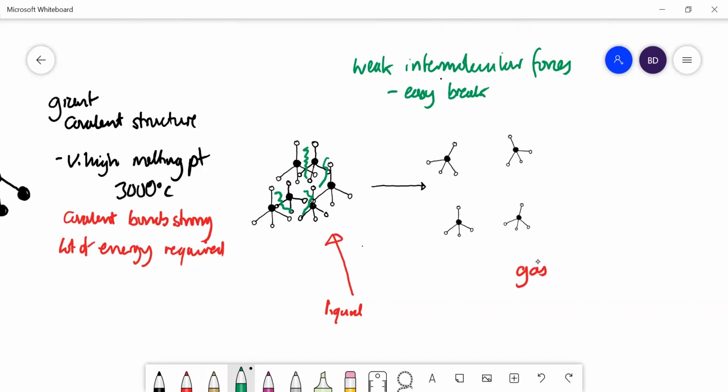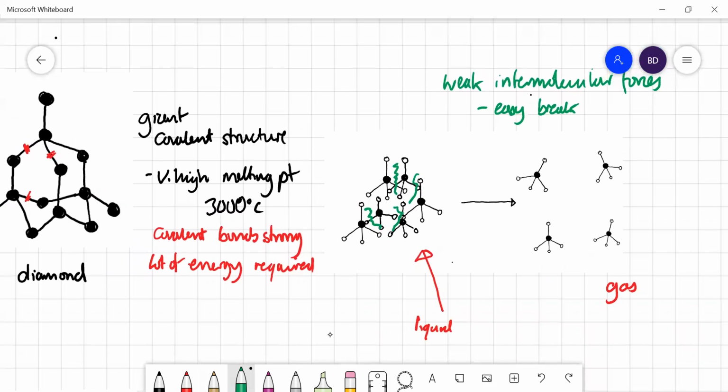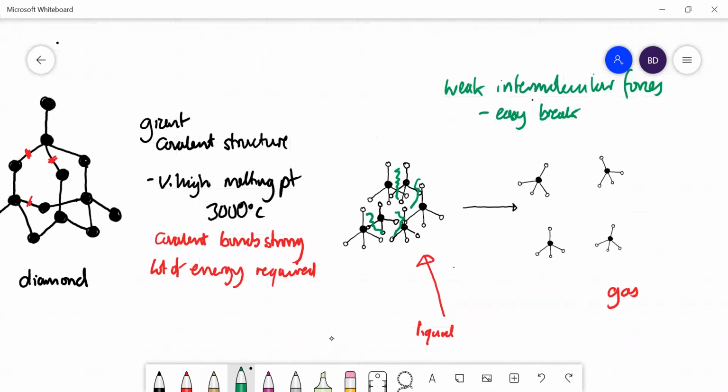Now, there's a sort of classic wrong answer that people give to this question. A question will say something like, why has diamond got a high melting point, but methane has got a very low melting point? And the classic wrong answer, people tend to say things like, methane has only got weak covalent bonds.